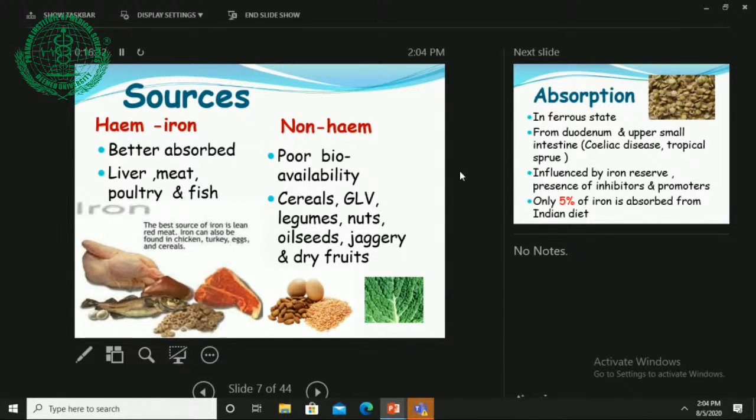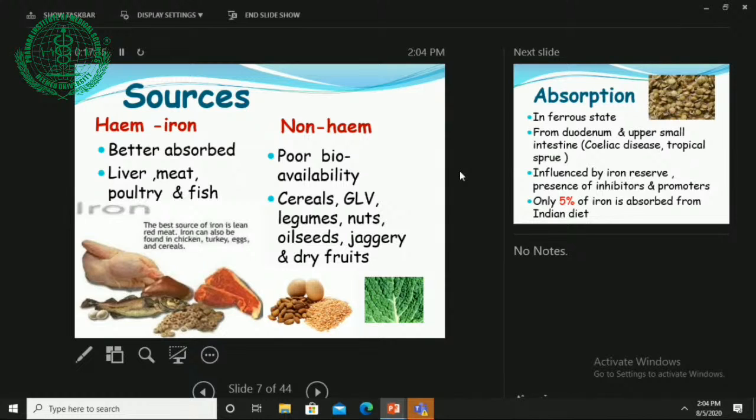Now we'll see the sources. What are the sources of iron? The sources of iron are broadly classified into heme sources and non-heme sources. Heme sources are good sources of iron because they are better absorbed. The iron we get from liver, meat, poultry, and fish are examples of heme sources. But egg is poor because it contains phosphates, which interfere with iron absorption. So remember, liver, meat, poultry, and fish are good sources of heme iron.